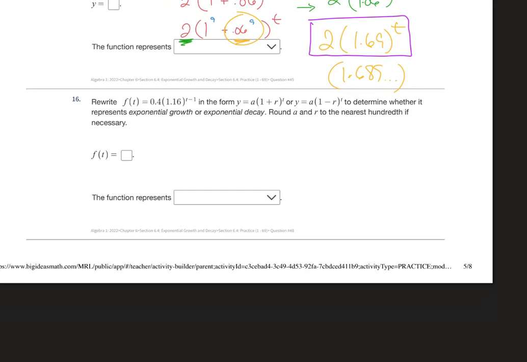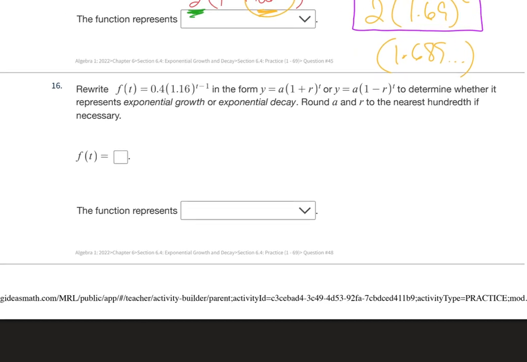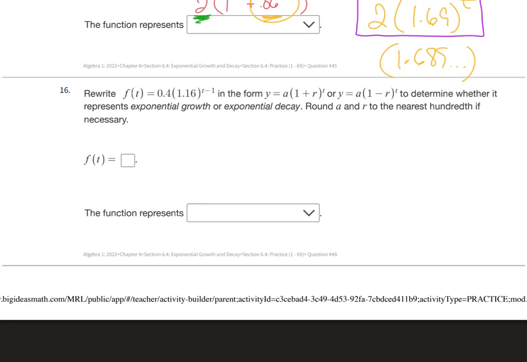Rewrite this one in the form of all of that stuff to determine if it's growth or decay. Again, I think it's growth, but let's go ahead and figure this out. So we got 0.4 times 1.16. Now, how is this going to work? Well, you subtract exponents when you are dividing. So it looks like this.